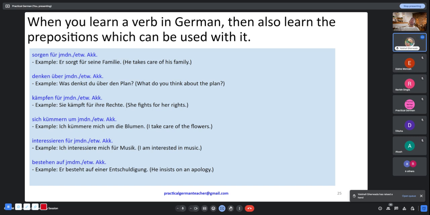Interessieren für jemanden oder etwas, Akkusativ. Example: Ich interessiere mich für Musik. I am interested in music. Sorry, Musik is German. So this is where somebody asks what your hobbies are. You can say, ich interessiere mich für Musik, or whatever else the hobby is. And you can also ask someone, wofür interessierst du dich? What do you find interesting? Something like that.